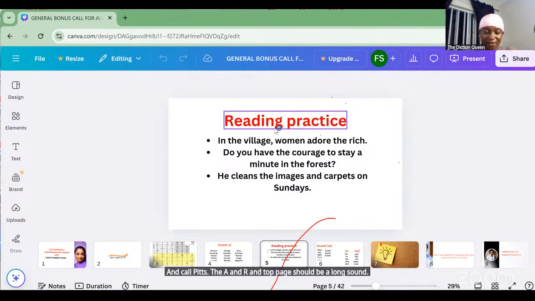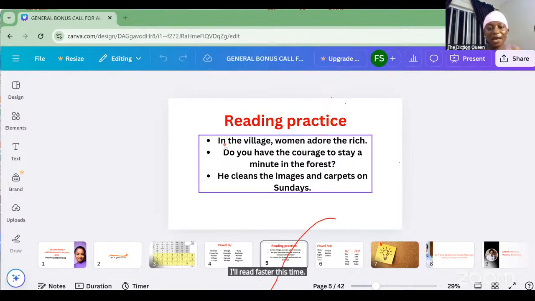And Sundays. So let me read again. I'll read faster this time. In the village, women adore the rich. Do you have the courage to stay a minute in the forest? He cleans the images and carpets on Sundays.